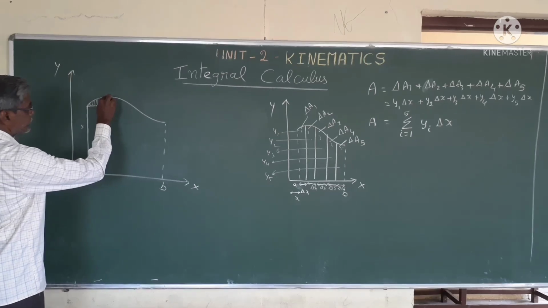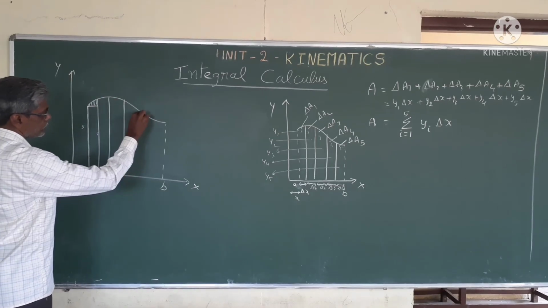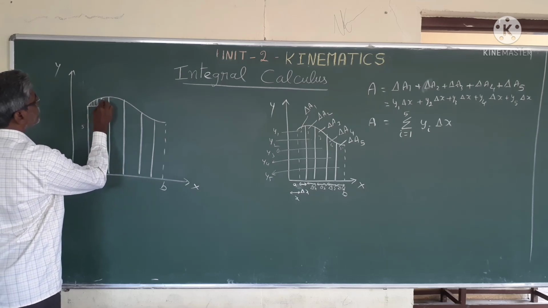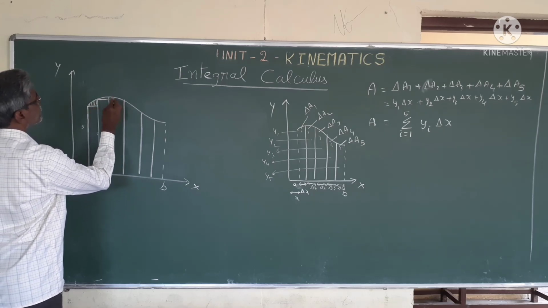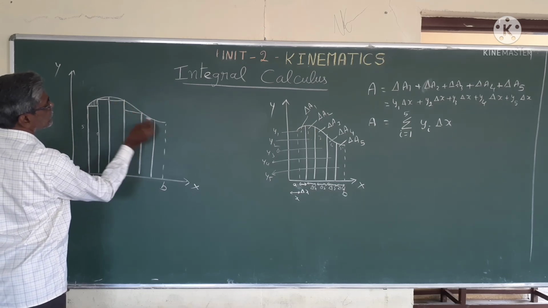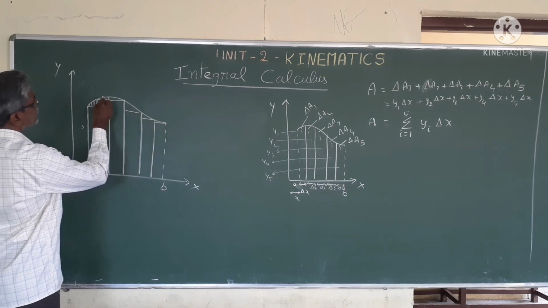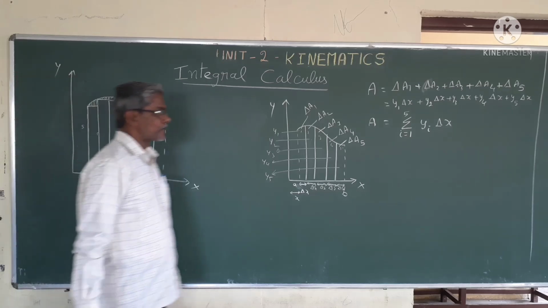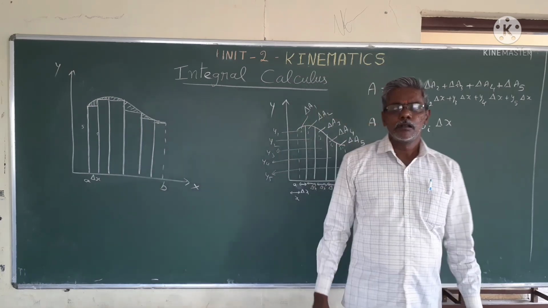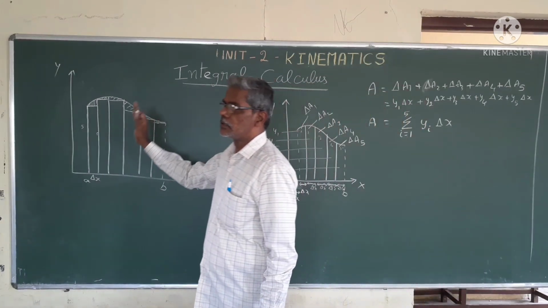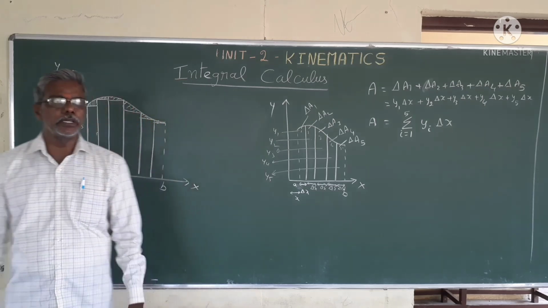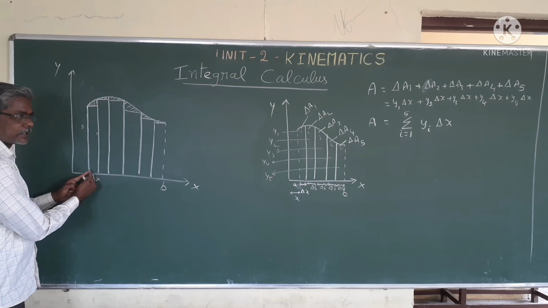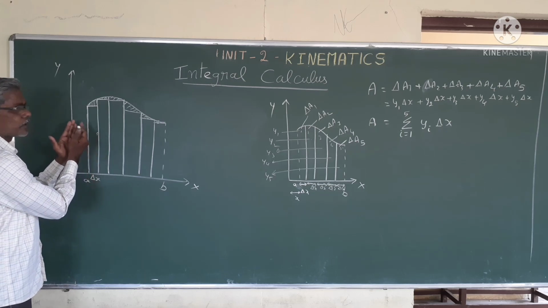So it is like that. These areas are missing in this calculation. Then how do we find the accurate area? What we can do is reduce the thickness of delta x, that is, we can make more strips.